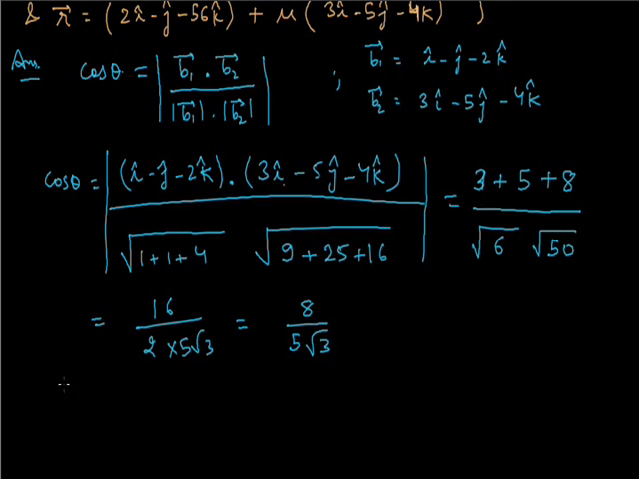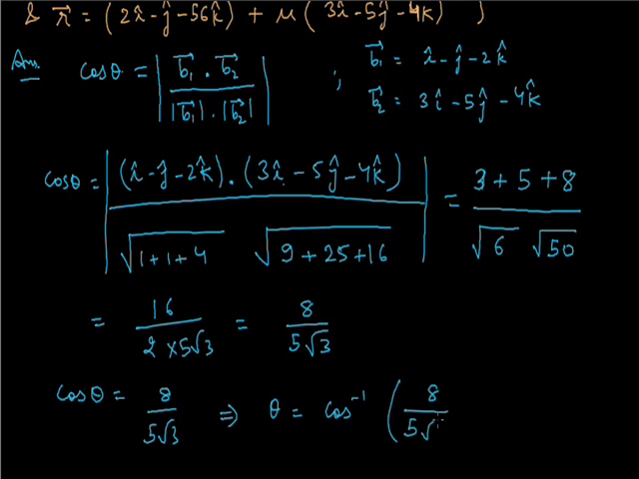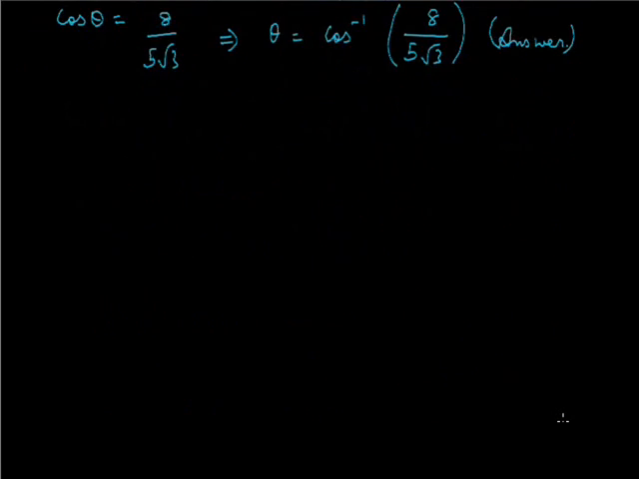So if cos theta is equal to 8 by 5 root 3, then we can say that theta is going to be cos inverse 8 upon 5 root 3. So this is the required answer. Let's do one more question.